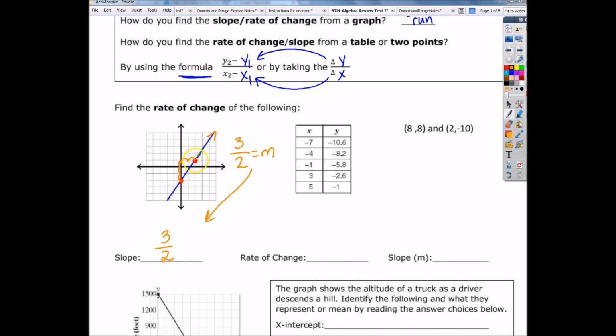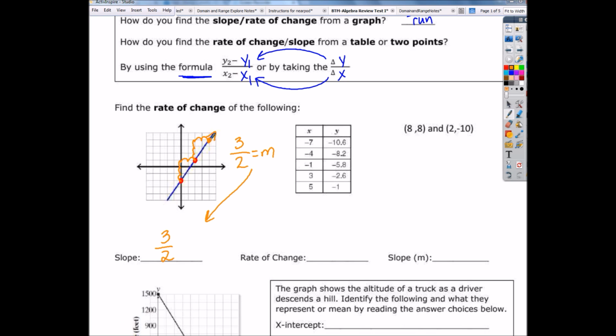And if you just want to check it, you could go 1, 2, 3 over 1, 2, bam! It lands right on the graph. So that's pretty big baller shot caller. So my slope for the graph is 3 over 2. Remember, it's how many you go up or down, and then always to the right.